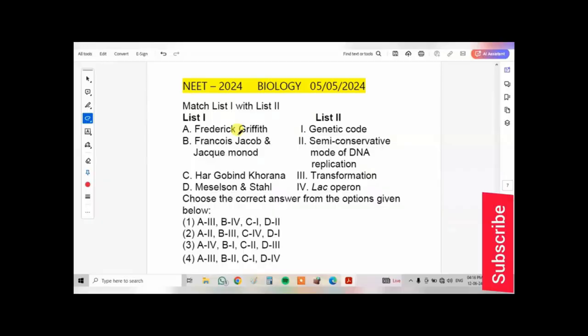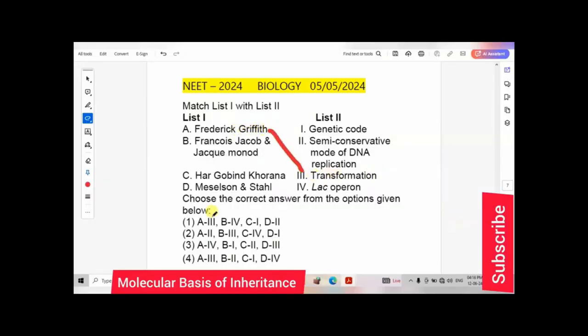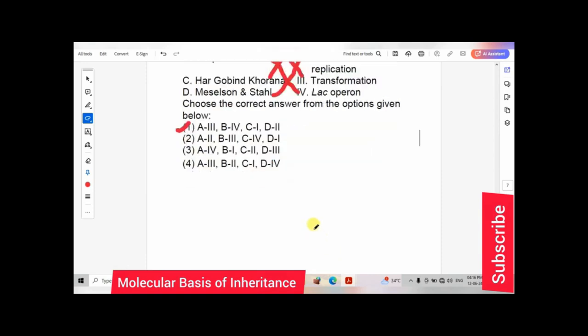Friedrich Griffith is about the transformation principle. It's 3. Francois Jacob and Monod is about the lac operon, 4. Har Gobind Khorana is about the genetic code. Meselson and Stahl is about the semi-conservative mode of DNA replication, and it is option 1, 3 4 1 2. This is from the chapter known as molecular basis of inheritance.